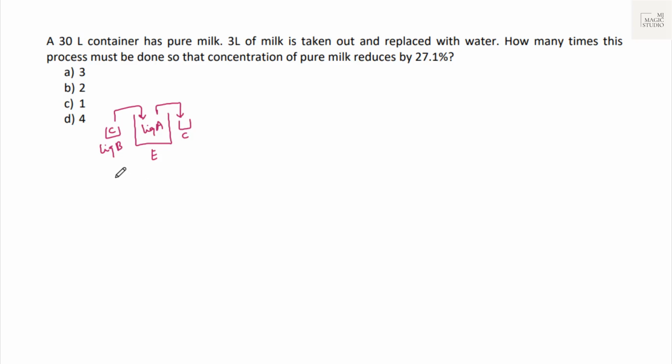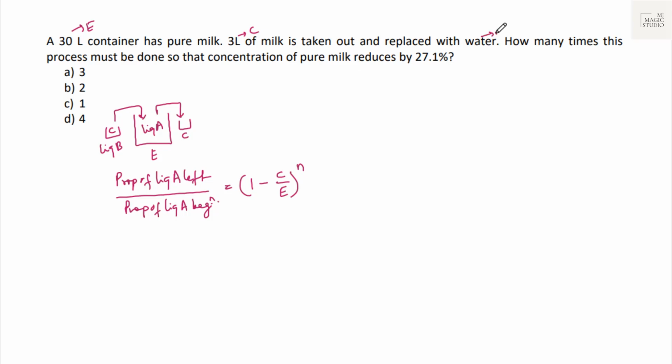Then we can use this formula: proportion of liquid A left divided by proportion of liquid A in the beginning equals (1 minus C by E) to the power n, where n is the number of times this entire process is done. So now the question is, a 30-liter container has pure milk. This is our E. 3 liters of milk is taken out and replaced with water. This is our C. This is our liquid B. Milk is our liquid A.